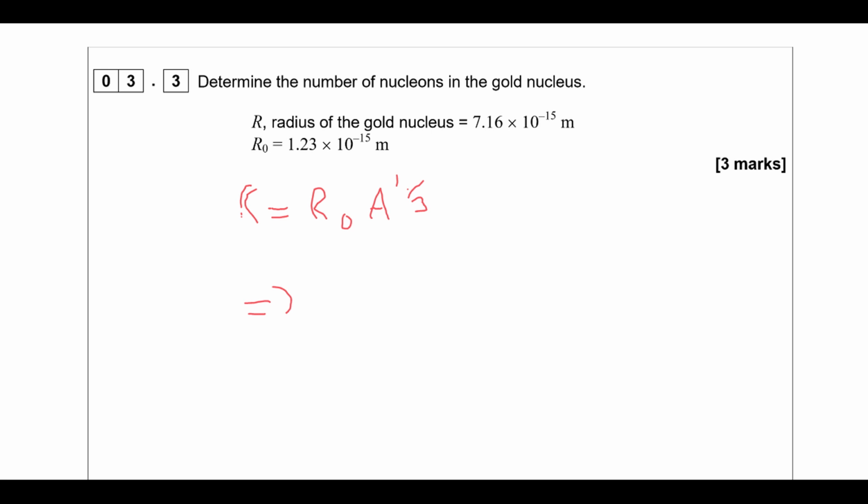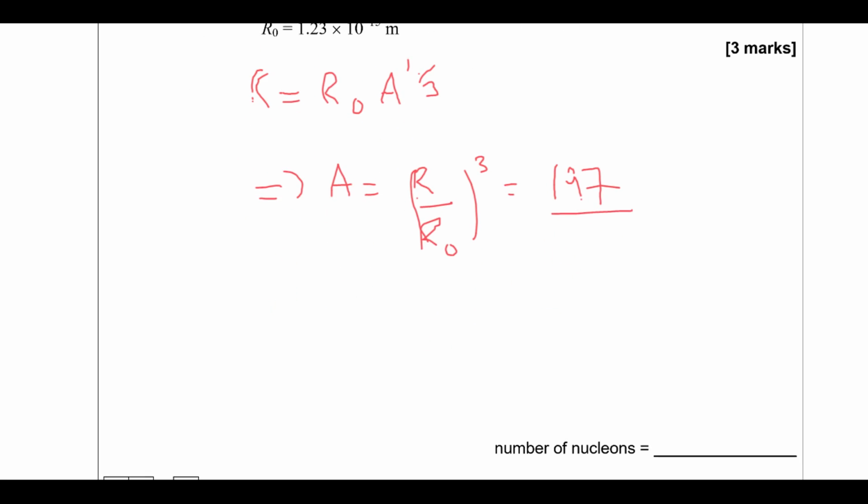So that means A is going to be R over R0 cubed. So we've got the radius, which is 7.16 times 10 to the minus 15, divided by R0, the radius of the hydrogen. In this case, it's going to use the minus this one. Cube that, and we end up with 197 nucleons there. Obviously, we have to have an integer number of nucleons.